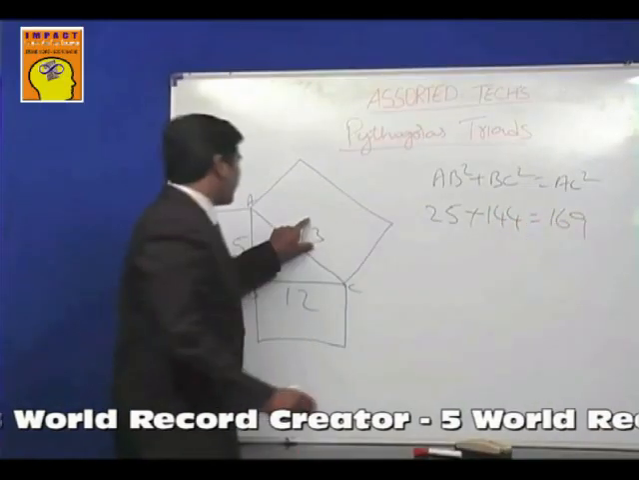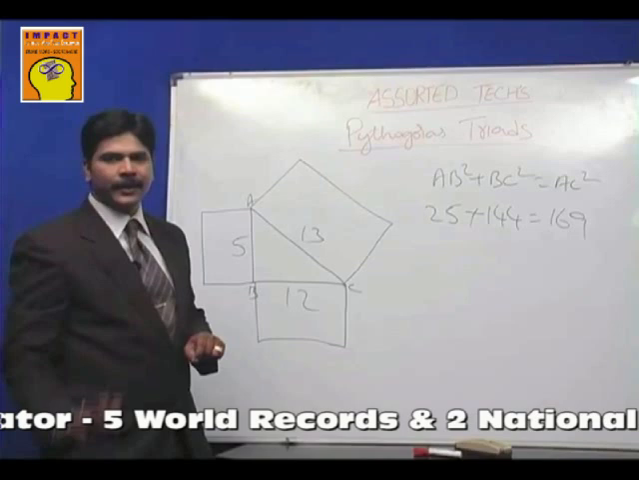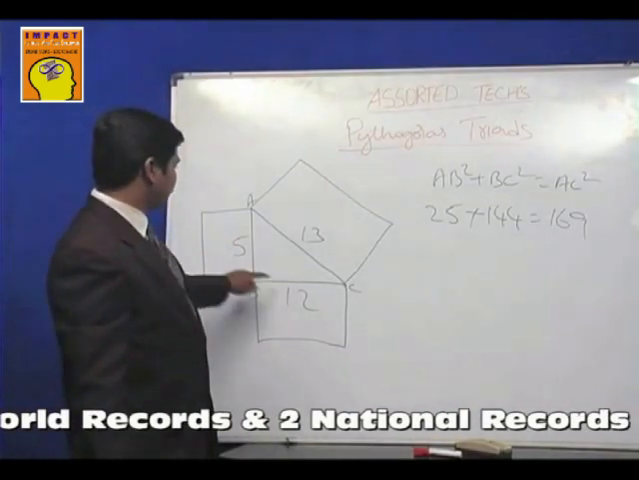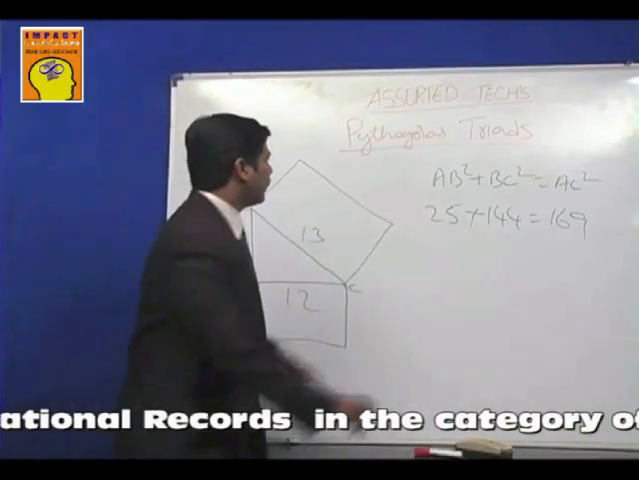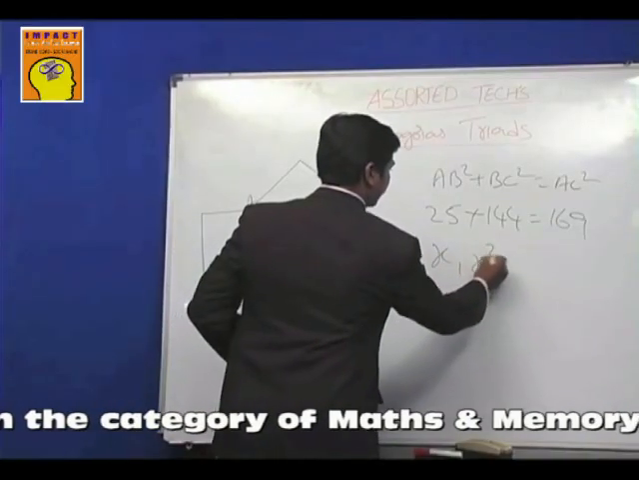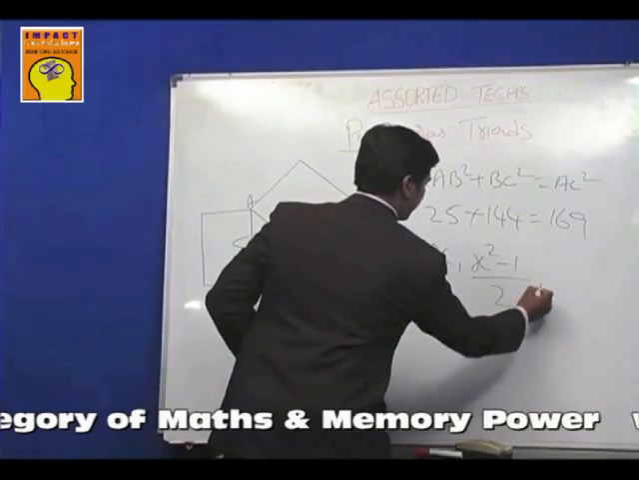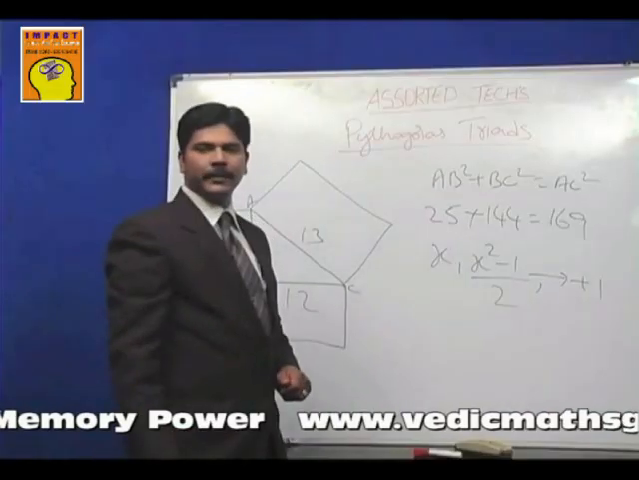Now check whether 13 square is equal to 169. Yes, 13 square is 169. That's it. The theorem is proved. So AB square plus BC square is equal to AC square. This is that magic formula. I'll once again write it. So x square minus 1 by 2, and this second step plus 1 will give the third side.